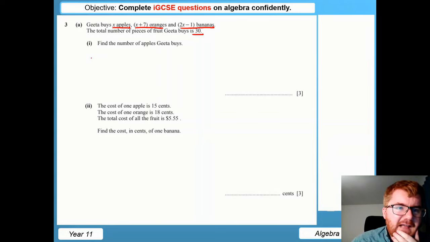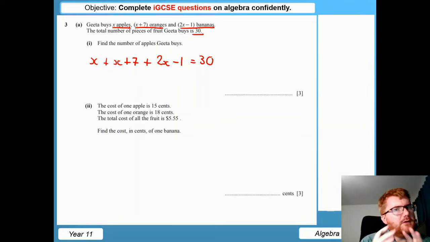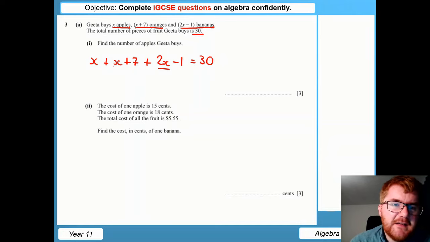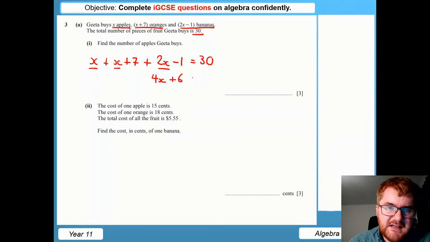So if we have x apples, and we add the number of oranges, which is x plus 7, and then we add on the number of bananas, 2x minus 1, that needs to equal 30. So notice, by a quick translation of the question into language we know, we can then get a problem we can solve. At this point, we have 2x here, an x and an x. That's 4x. So 2x plus 1x plus 1x is 4x. 7 minus 1 is equal to plus 6, and that's equal to 30.